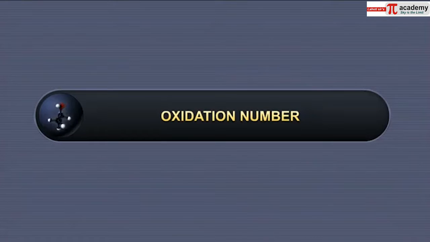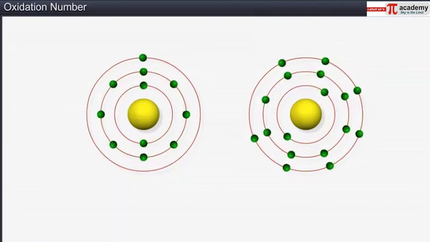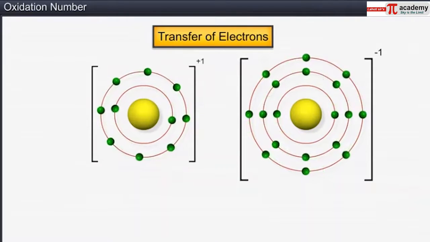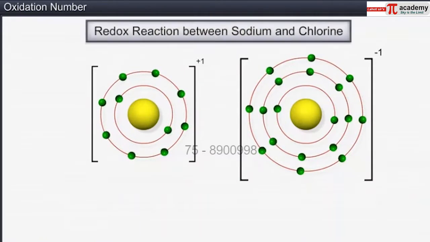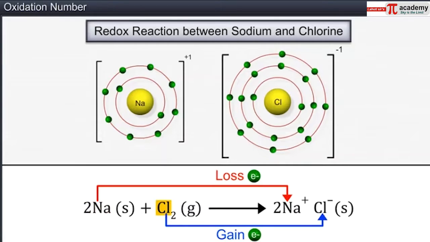In this module, you will learn about the oxidation number. We learned that in redox reactions, transfer of electrons takes place. For example, if you look at the ionic reaction between sodium and chlorine, it is clear that sodium loses an electron and chlorine gains an electron to form sodium chloride.